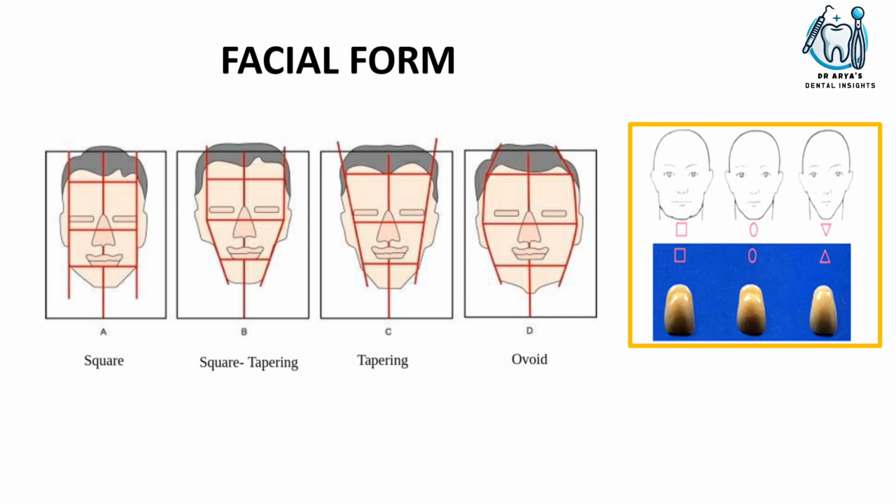Coming to the face form, Leon Williams has classified the facial form based on the approximate shape of the face as square, square tapering, tapering and ovoid. And the points on temporal, zygomatic, angle of the mandible are taken to form the lines on side of the face. And this helps in selecting the shape of artificial tooth for the patient.